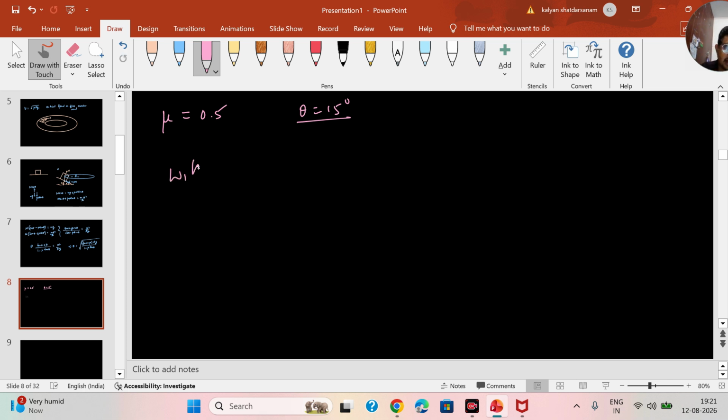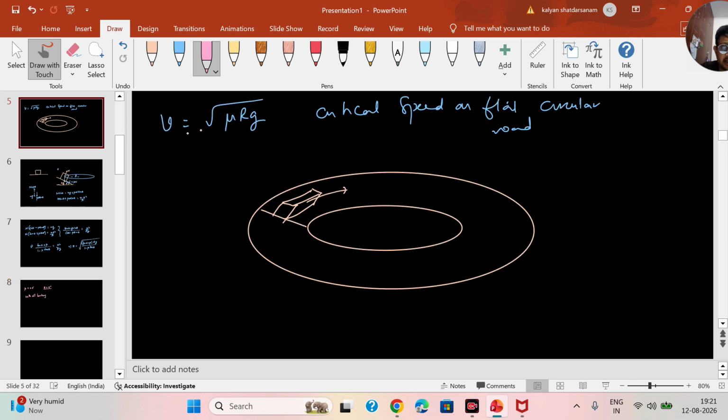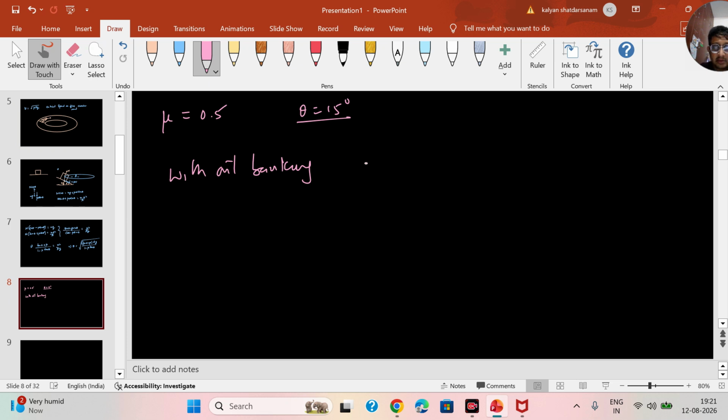So without banking, what is the maximum speed with which the vehicle can turn? I have here root mu rg. Without banking, V max is root mu rg. What is the radius that we are looking at? Let us say 5-meter turn you are taking. 5 meter is a very sharp turn actually. Maybe let's put 6 meters turn. Okay, 6-meter turn you are turning.